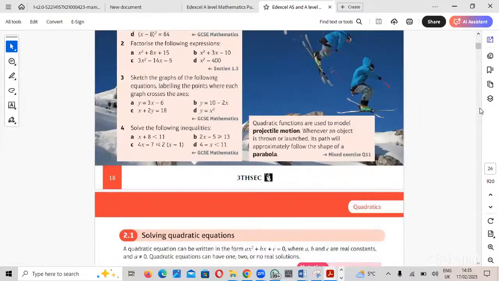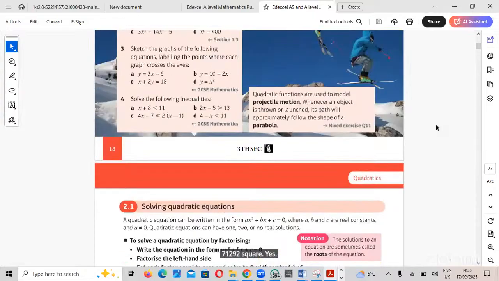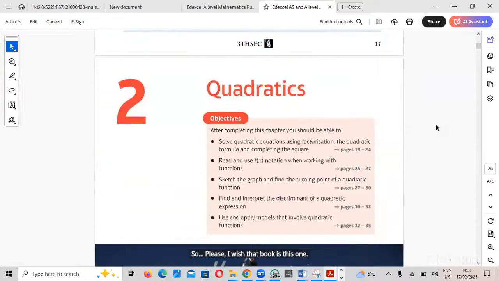Seventeen over 2 square. Sir, please, which textbook is this one? What do you say? Which textbook is this? I will send you material. If you need the textbook, I can send it to you guys. I have the soft copy. Thank you, sir.